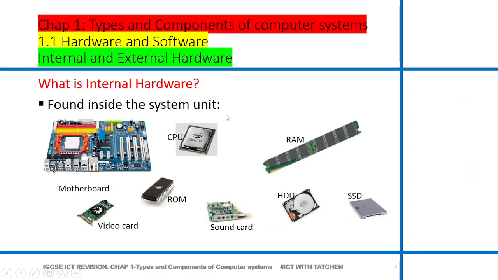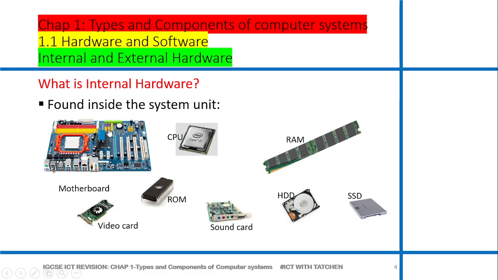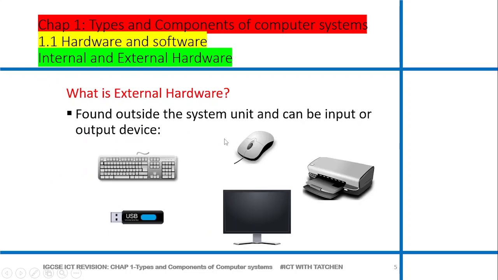Moving forward, if we want now to ask what is internal hardware, as I earlier said, they are found inside the system unit. Inside the system unit, you can find a motherboard, CPU, video card, ROM, sound card, RAM, and many others. And from there, we also have external hardware. These are simply hardware found outside the system unit, like your keyboard, mouse, printers, monitors, and the others you can think of. So those are external hardware, basically.